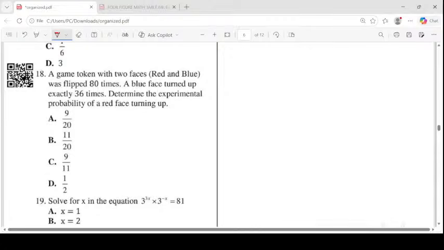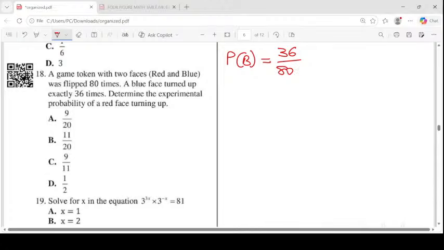Now, in our scenario here, we are being told that a blue face turned up exactly 36 times. After how many trials? After 80 trials. So this means that the probability of blue occurring is how many times did it show up? 36 times, over the total, which is 80.